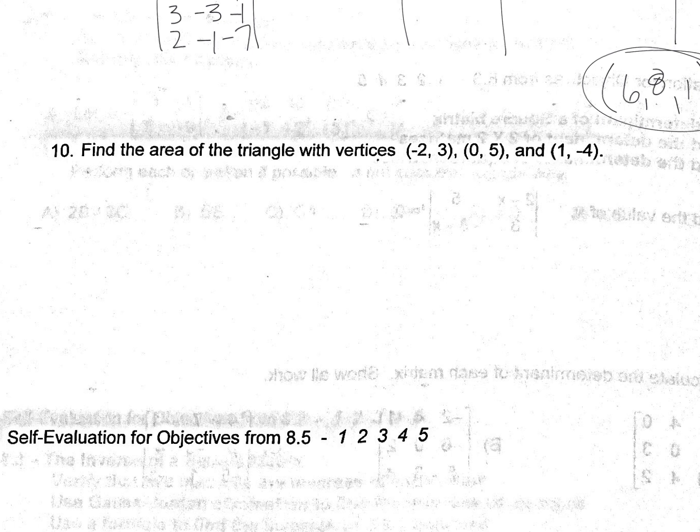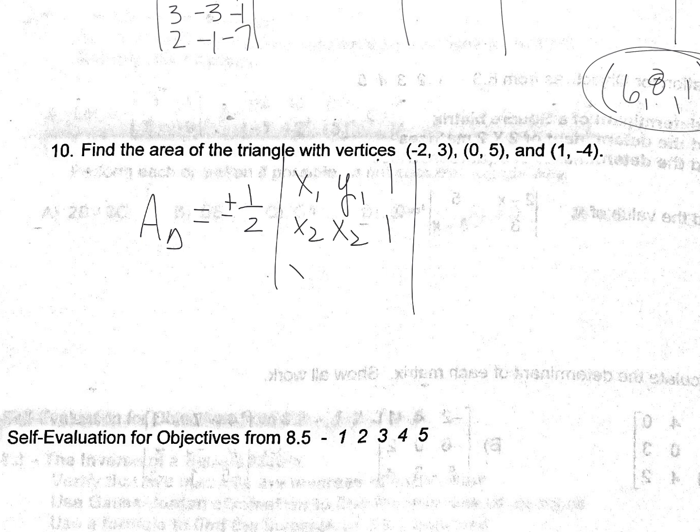Area of a triangle is a fairly straightforward formula. It's plus or minus 1/2. And then you have x1, y1, 1, x2, y2, 1. Whoops, and then x3, y3, and a 1 there. I'm going to get it right one of these days.